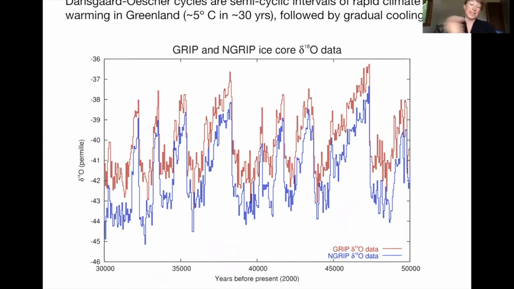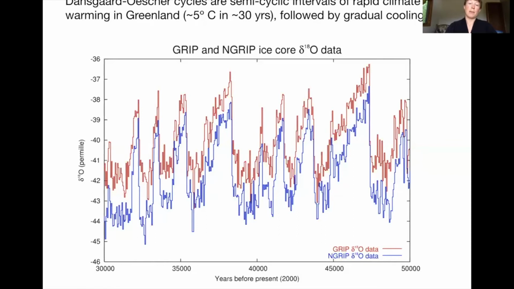Time is still going to the present on the left, so that's consistent with the previous slide. But now we're just looking at those abrupt climate periods. These are called Dansgaard-Oeschger cycles, named after the two scientists who discovered them. And what we see is that there's semi-cyclic intervals of rapid climate change. Specifically, we see warming, so that going from low to high on this graph represents rapid warming. And that's about 5 degrees Celsius in about 30 years. That's the kind of scale of abrupt climate change that we're talking about.